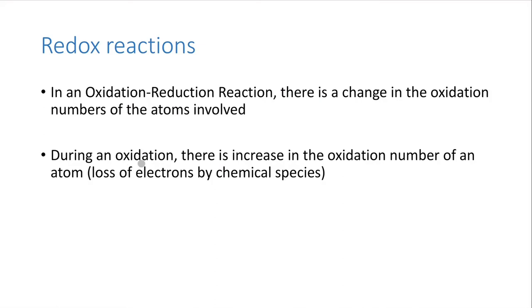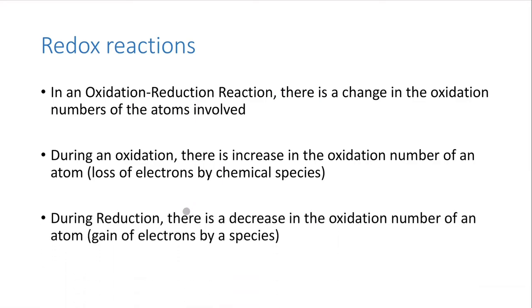So in oxidation, the chemical species usually loses electrons, but there is an increase in oxidation number. In oxidation, there is an increase in oxidation number of an atom. And in reduction, there is a decrease in oxidation number of an atom. These are the two rules that we should bear in mind. Whenever the oxidation number increases, this means that it's oxidation. Whenever the oxidation number decreases, this means that it's reduction.